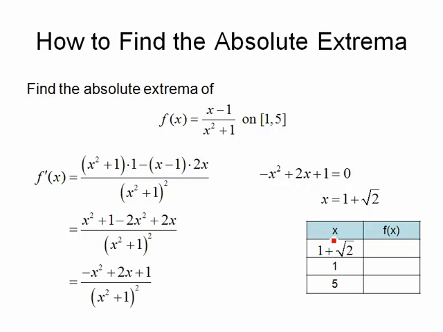So when I put those x values into the original function, for 1 plus square root of 2, I get approximately 0.21. For 1, I get 0. And for 5, I get approximately 0.15. So the very highest y value is the absolute max. The very lowest y value is 0. So that tells me now where my absolute maximum and absolute minimum are. And because I threw out that other critical number, they both lie inside the closed interval from 1 to 5.